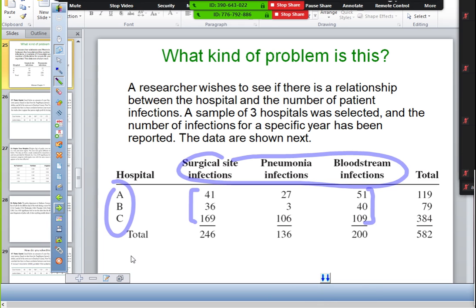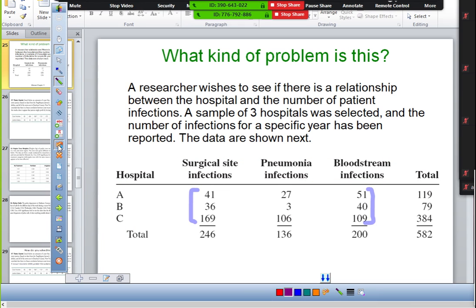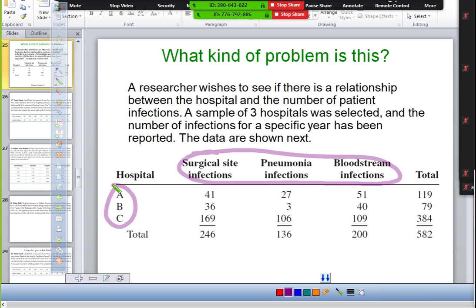All right, so let's take some shots at this. Kind of gave it to you already, didn't I? What kind of problem is this one? Mm-hmm. It's a matrix. How do you know? If there's labels across the top and labels across the side, then it's a chi-squared matrix.